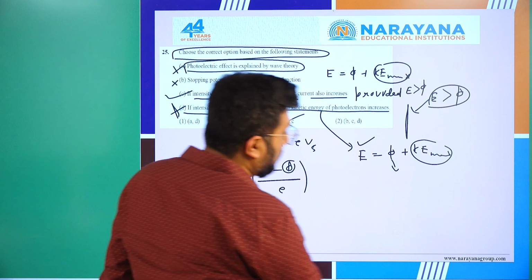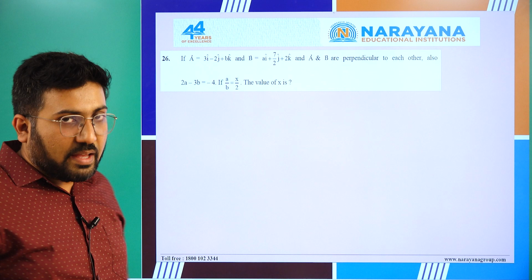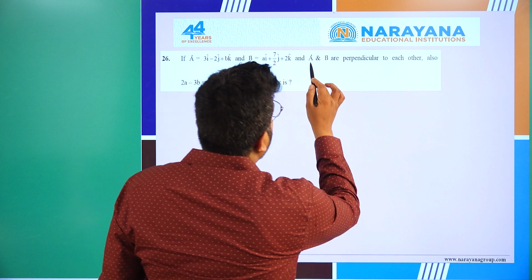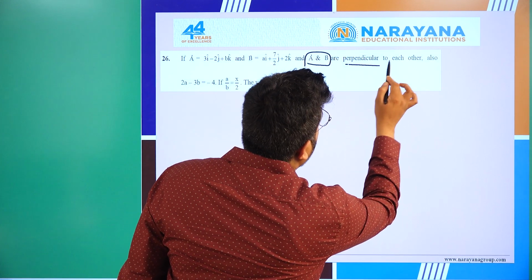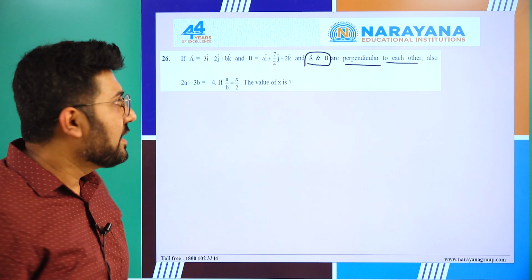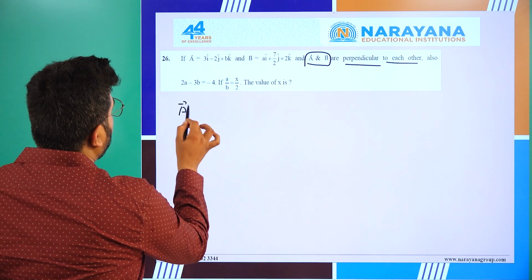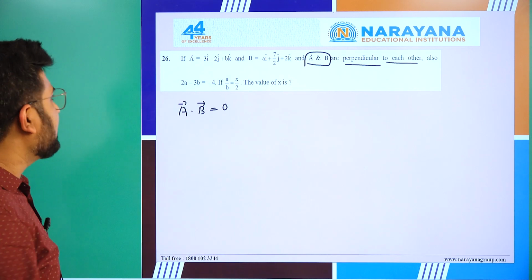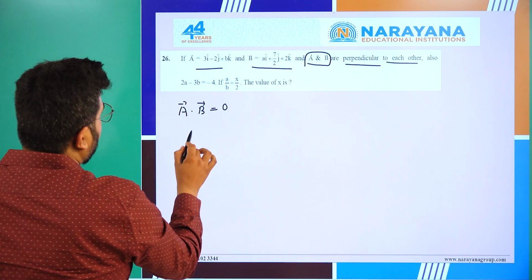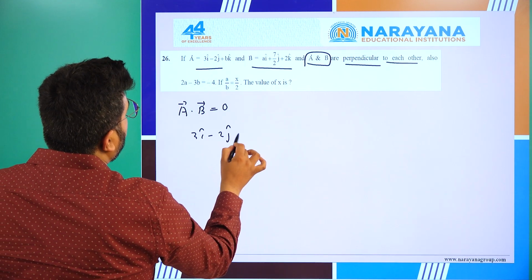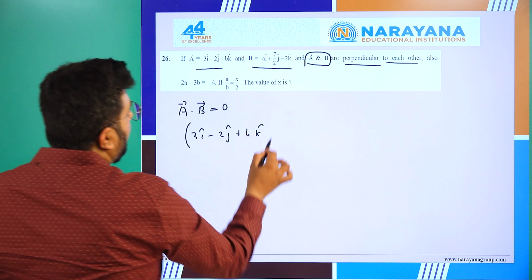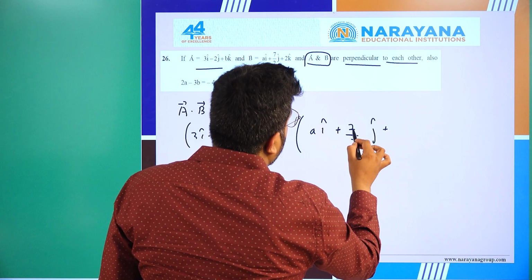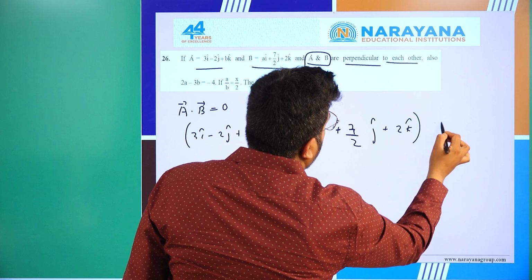Now let's go to the next question, based on vectors, and it's a very simple question. They have told you that the two vectors A and B are perpendicular to each other. If two vectors are perpendicular, their dot product should be 0. I'll do the dot product of these two vectors: (3 i cap minus 2 j cap plus b k cap) dot (a i cap plus 7 by 2 j cap plus 2 k cap) equals 0.